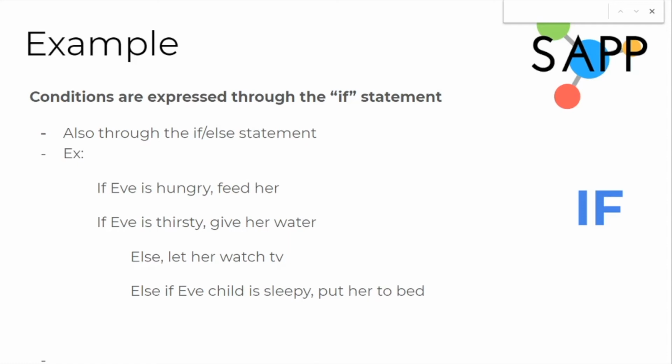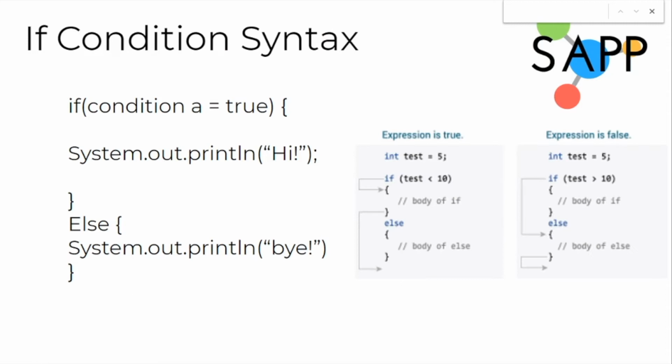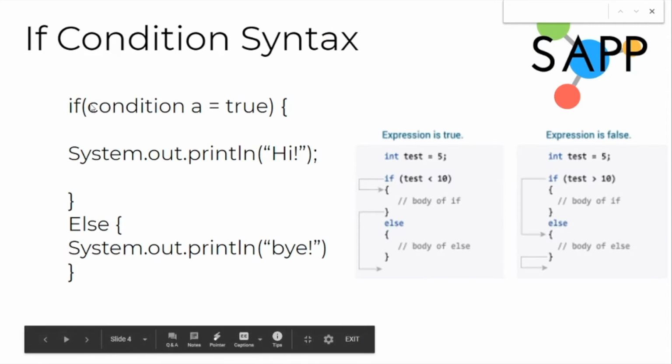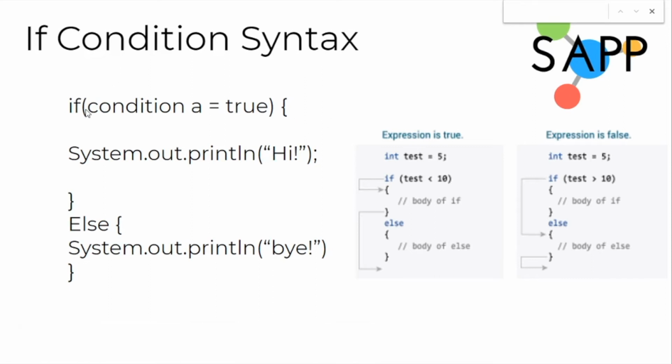So now that we have a basic understanding of this if statement, let's look into the syntax. As you can see over here, we have the word if, and then in these parentheses we have a condition. So condition A: basically what this line is saying is, if condition A is true, then the system will print hi. But if condition A is false, then it will print bye.